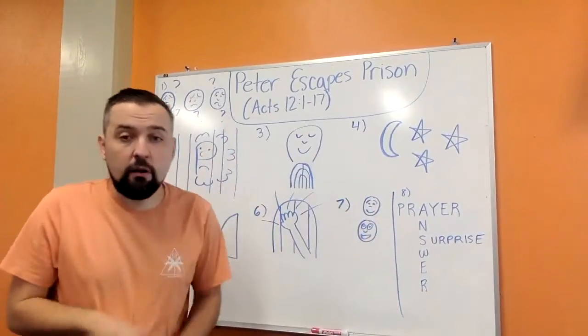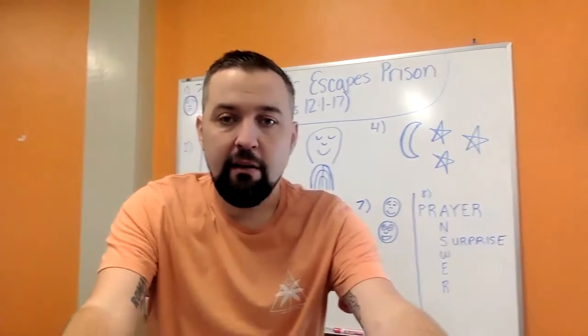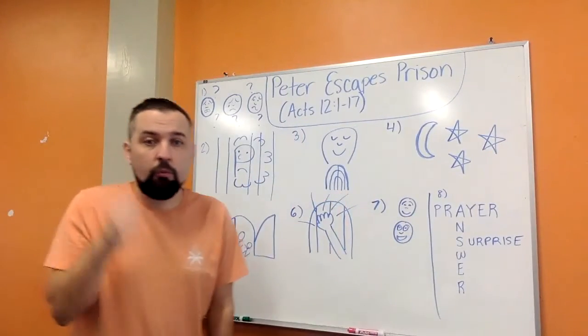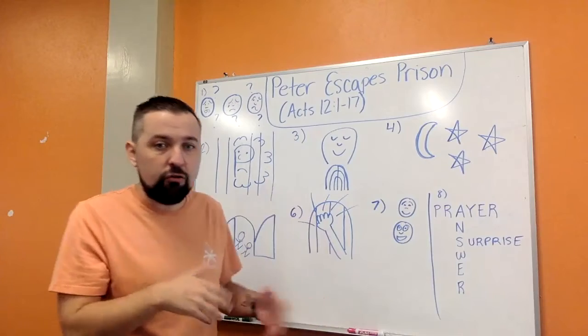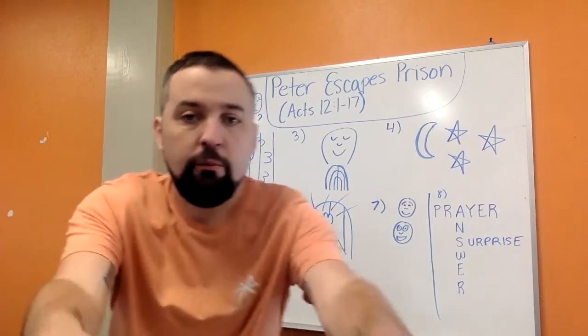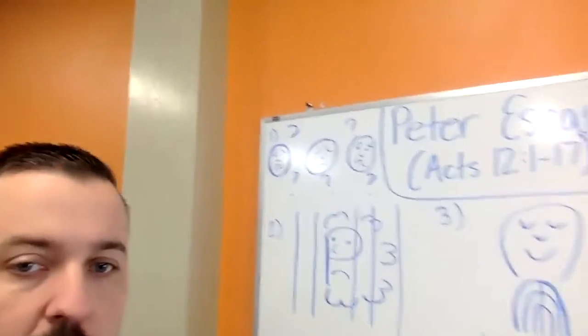Today, our lesson comes from Acts chapter 12, and it is about how Peter escapes prison. So let me walk you through the pictures, and then I'll tell you all about them. I'm going to bring you close again because there's a glare.